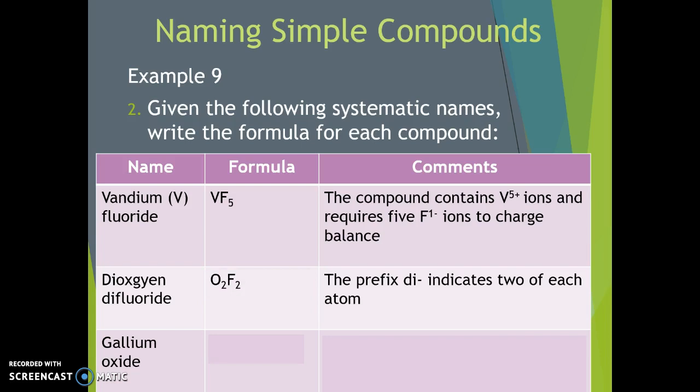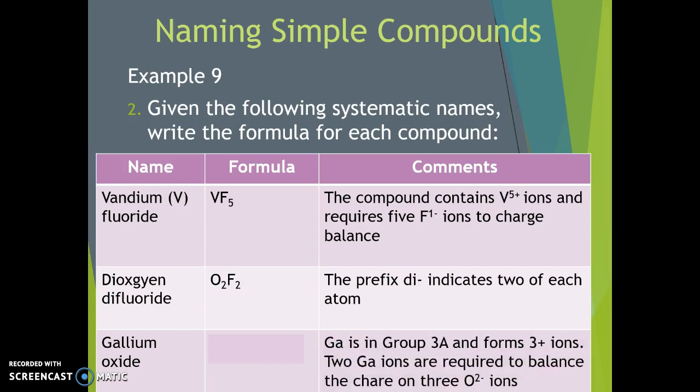O2F2. Gallium is a traditional cation with only 1 charge, and it has a +3 charge to oxygen's -2, so we would need 2 galliums to balance the 3 oxygens.